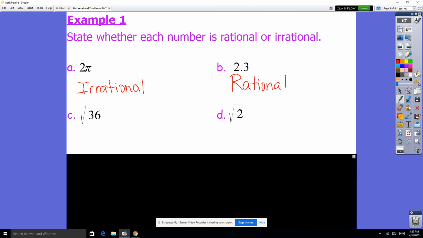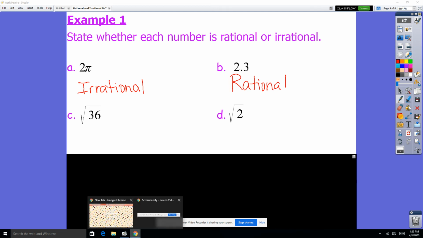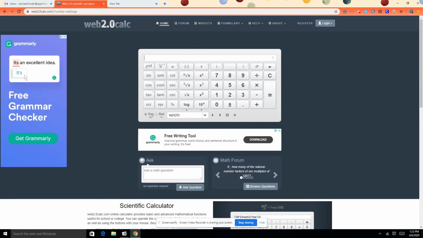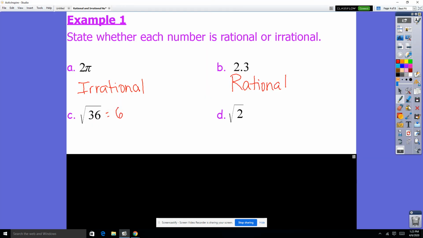The square root of 36. So this is when we're talking about, is 36 a perfect square? If you're not sure, you can use the calculator that I posted on Google Classroom, or you can look at the lists that I've posted. So if I need to figure out if the square root of 36 is a perfect square or not, I'm going to hit the square root button and 36. If it comes out to be a whole number, then it's rational, which it equals 6. So it's a whole number. So that means my number is rational.